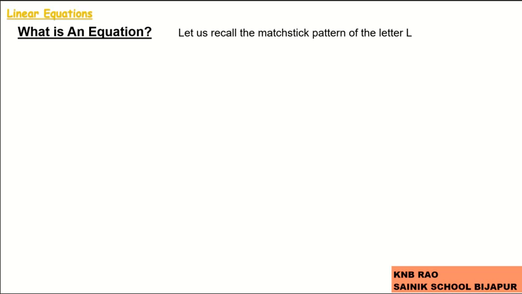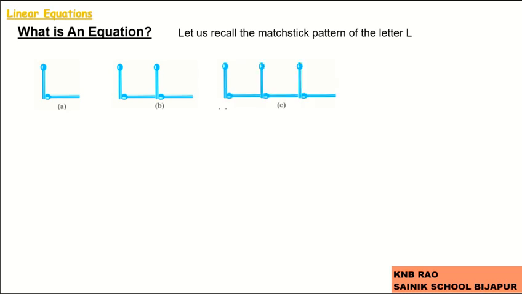We know that to form 1 L we need 2 matchsticks, to form 2 L's we need 4 matchsticks, and to form 3 L's we need 6 matchsticks. And as it continues further, we arrive at one question: how many matchsticks will be required to make 6 L shapes?